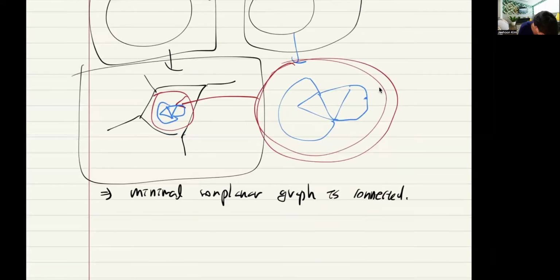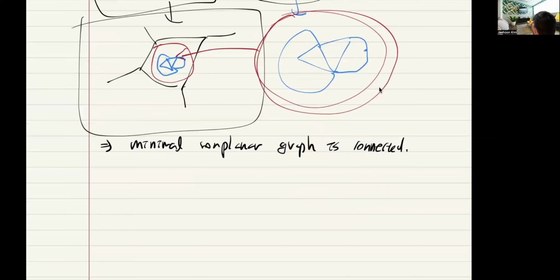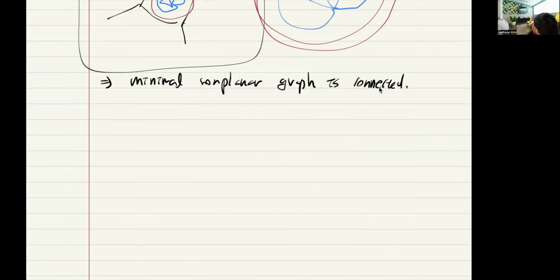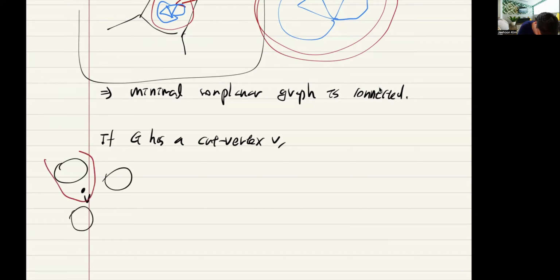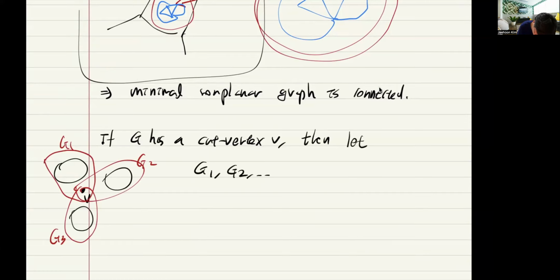So maybe I will not write it. Now we want to show that this is two-connected. It is connected, we know that. If G has a cut vertex B, then you take G, you have some components here. Let's say this is G1, this is G2, this is G3, the lobes. Then let G1, G2, G3 be the k lobes of G.